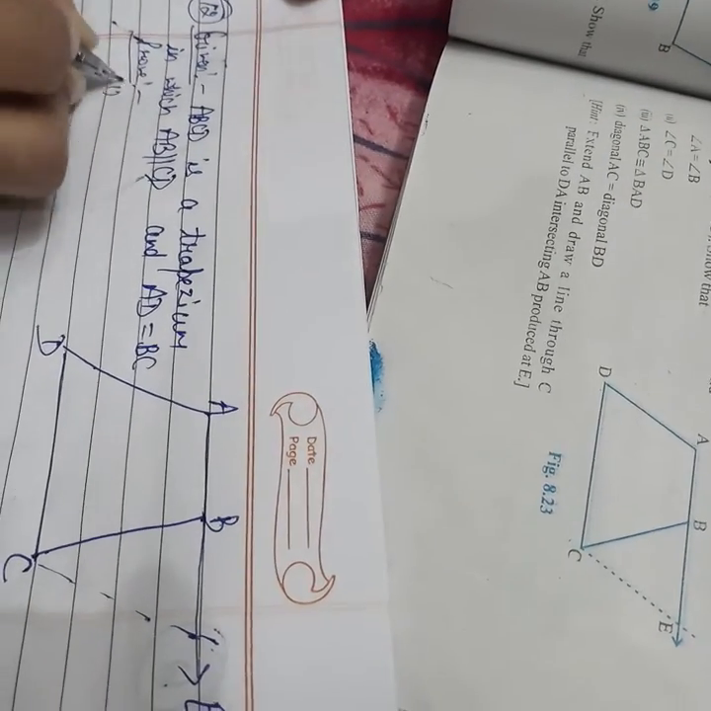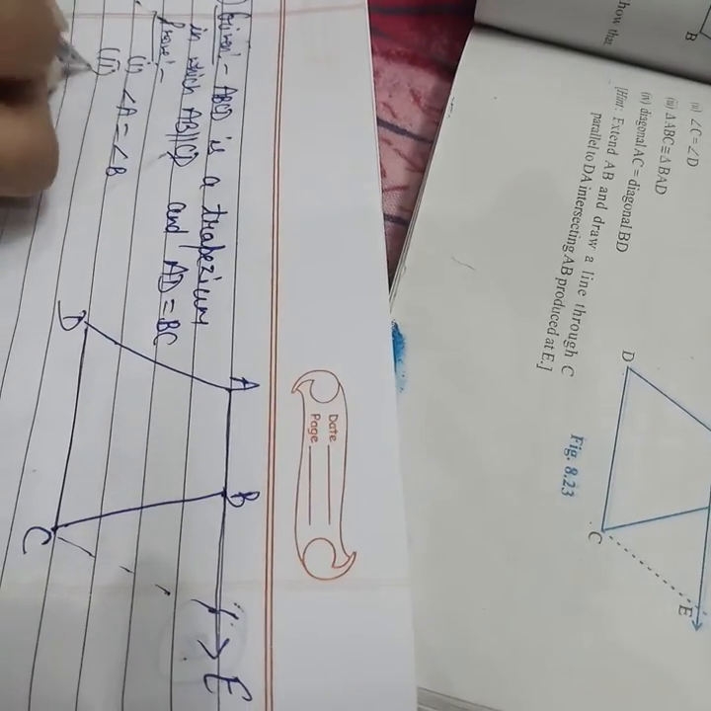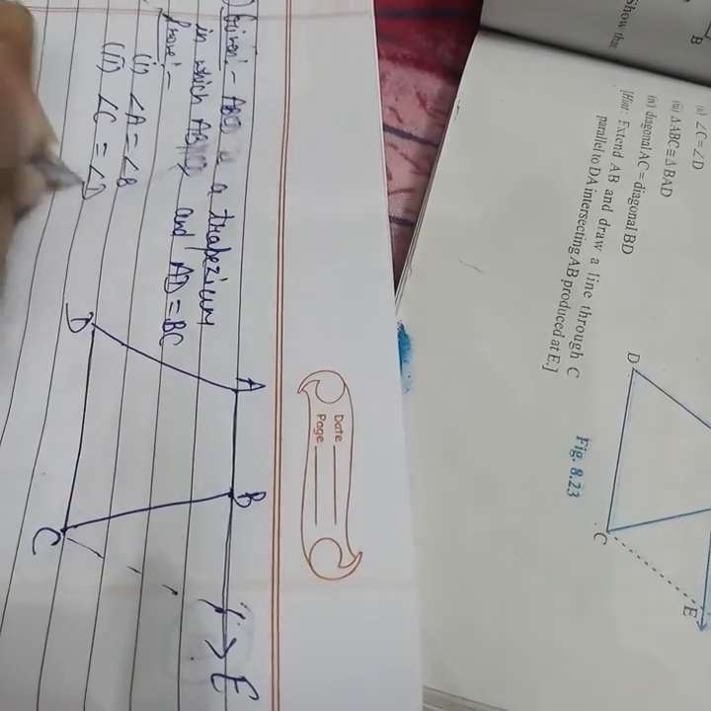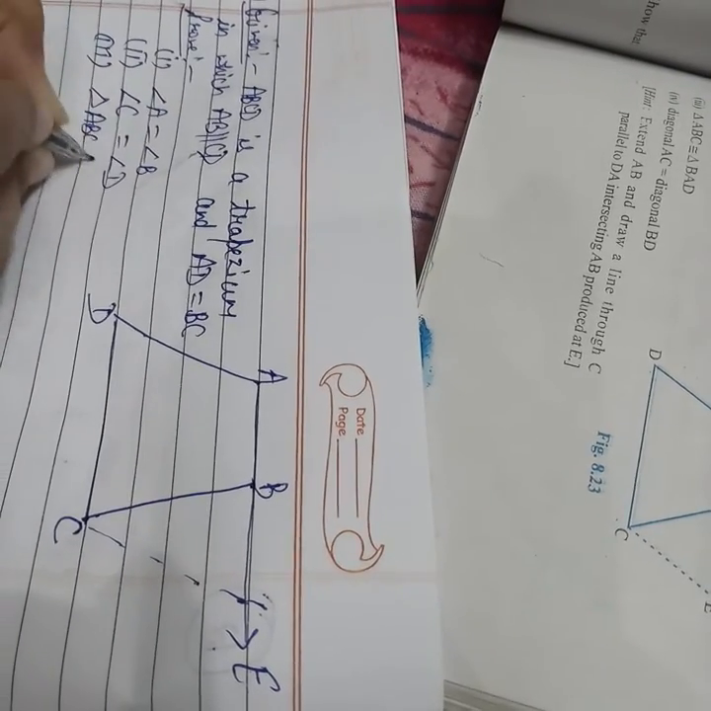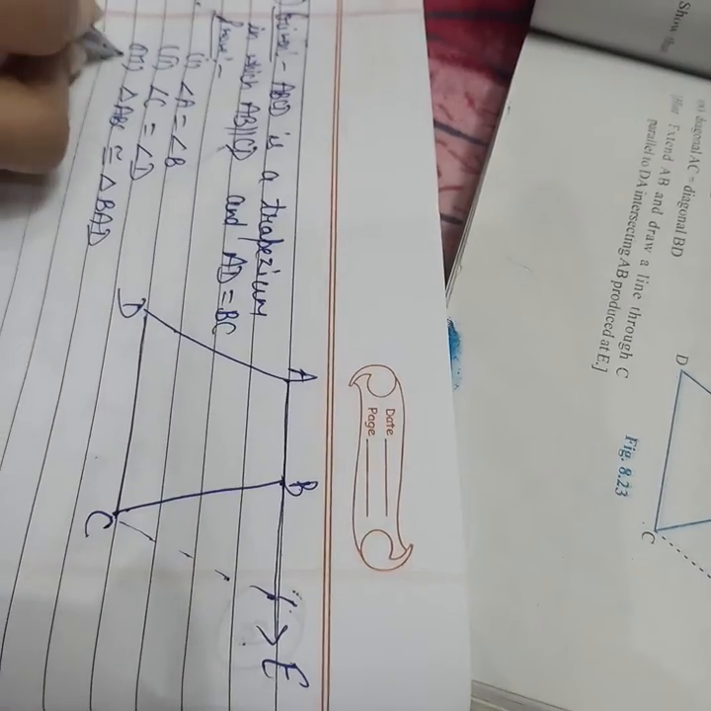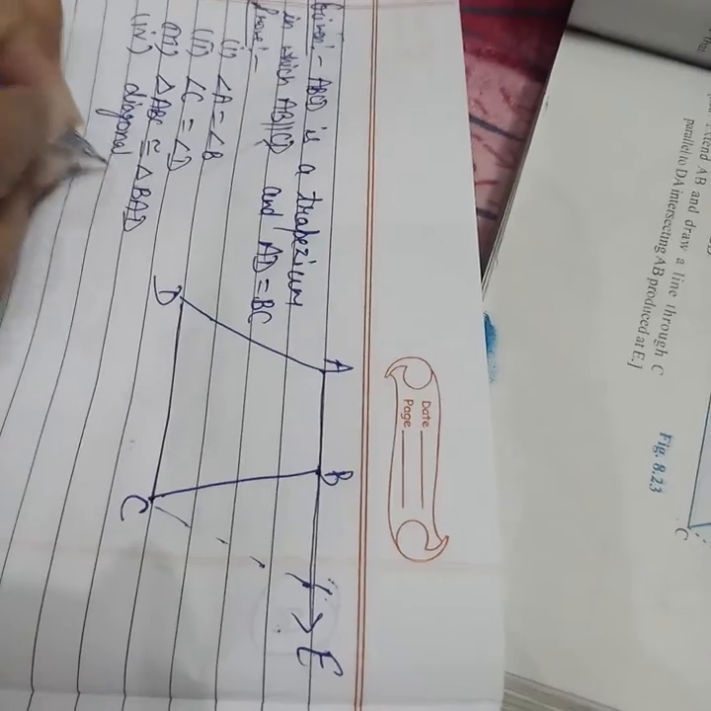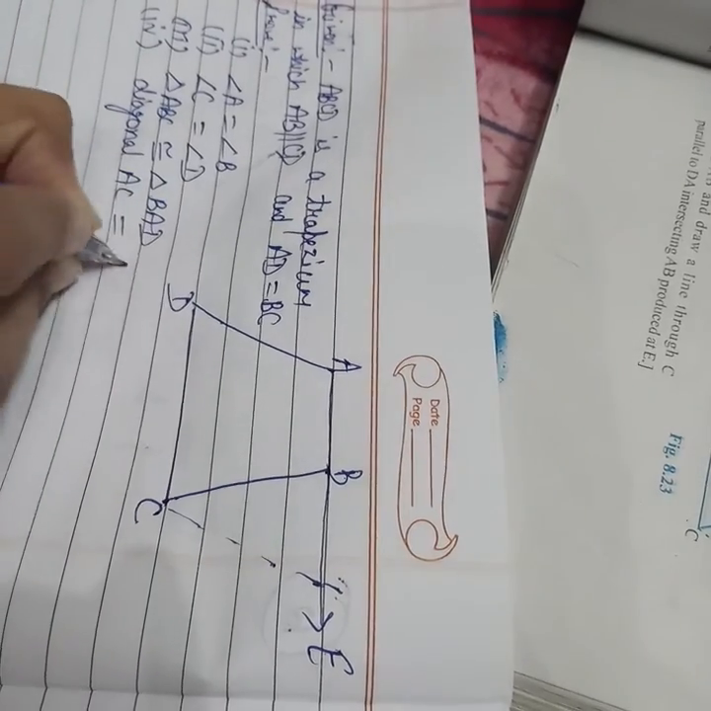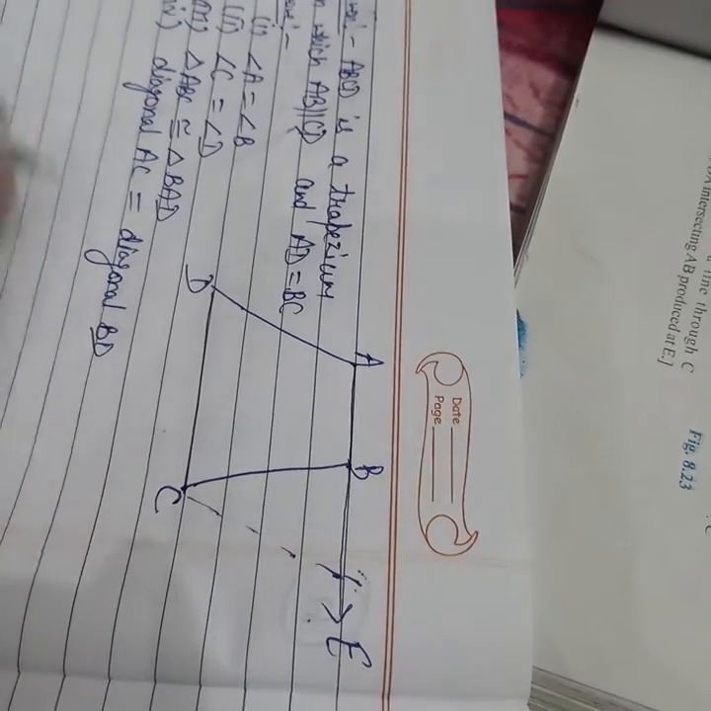We have to prove the first point: angle A equals angle B. Second point is angle C equals angle D. Third point is triangle ABC is congruent to triangle BAD. And fourth point is diagonal AC equals diagonal BD.